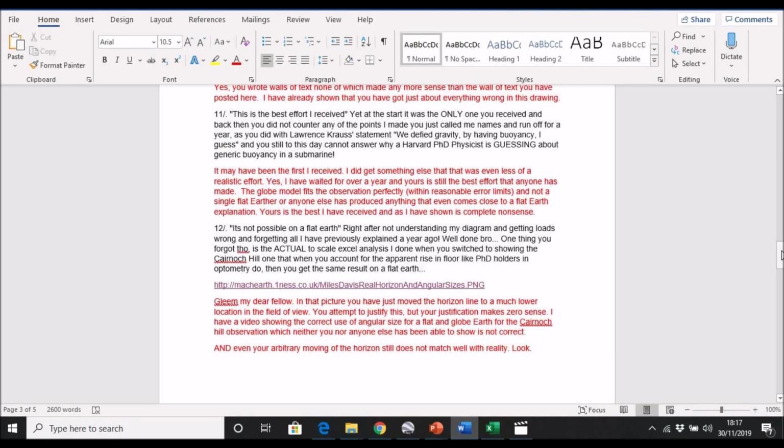Here's point number 11. Quoting me saying, "This is the best effort I received. I asked flat earthers and others to explain my observation in terms of a flat earth. And I do have to admit that the one I got from Gleem was the only one that made even a half-assed attempt at explaining anything. And as we've seen, Gleem's was rubbish." Gleem continues, "Yet at the start it was the only one you received, and back then you did not counter any of the points I made. You just called me names and ran off for a year."